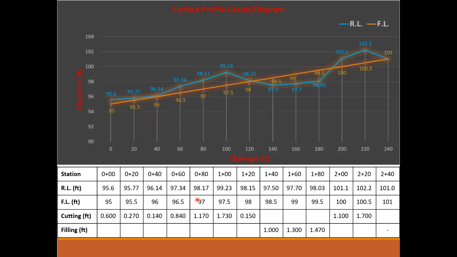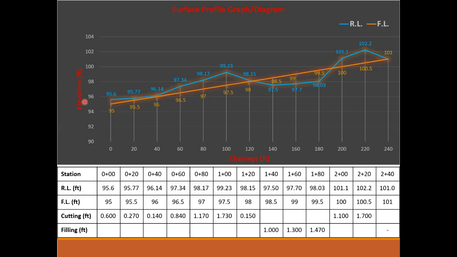So graphically, how do we represent this? This graph will be produced by using this data. In this graph, at the x-axis the chainage is taken, which is in feet, starting from 0, 0 plus 20, 0 plus 40, and the last value is 2 plus 40, which is represented in the graph as 240.